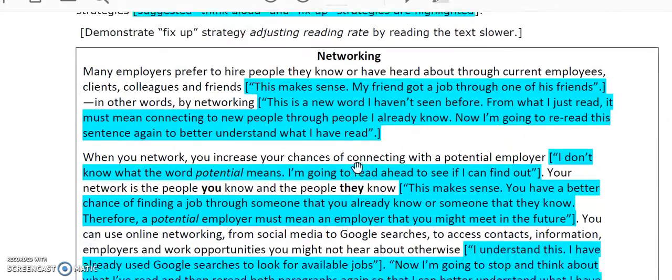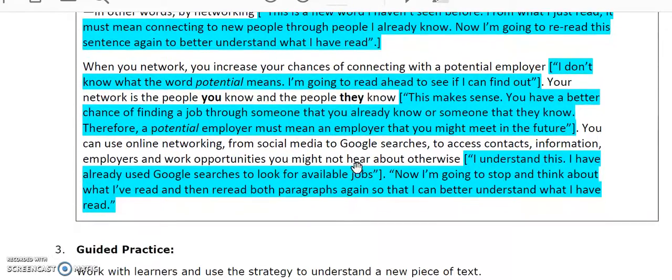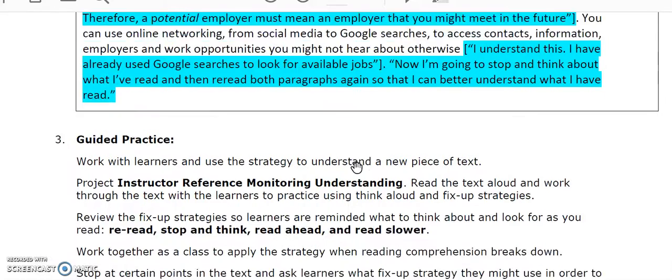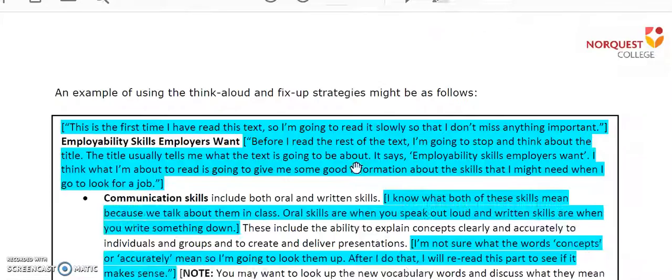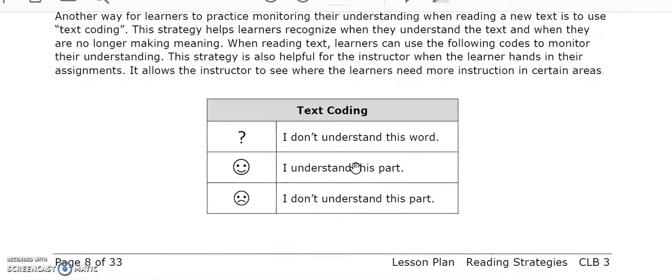The lesson plan then shows the learner how to use various text codes when reading something new in order to monitor their understanding. When your learners use text codes, it can be helpful for you as an instructor when they hand in their assignments. It allows you to see where the learners need more instruction in certain areas.